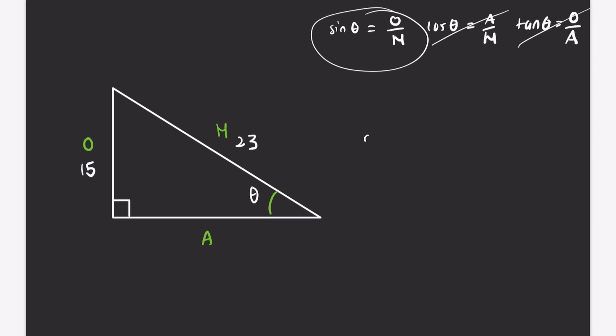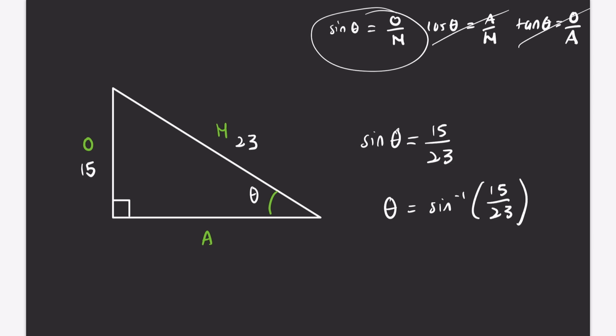So sine of theta, which we don't know, is equal to 15 over 23. Now to write the equation for the value of theta, we can write theta equals sine to the power of -1 of 15 over 23. So this is the inverse of sine, actually. And that's how we write that equation.